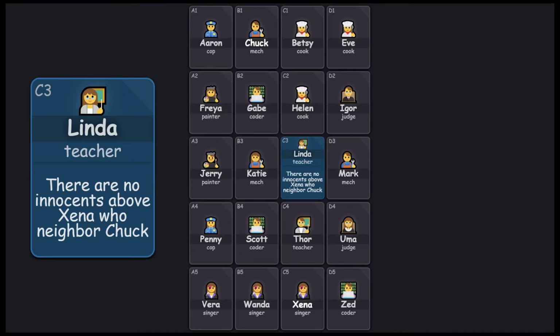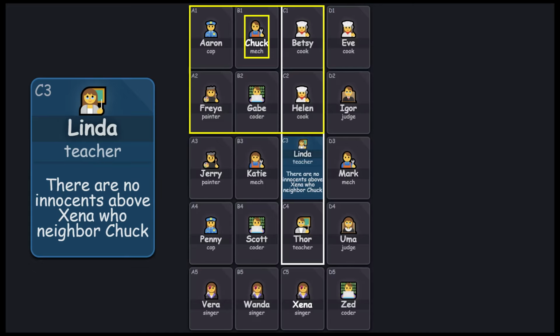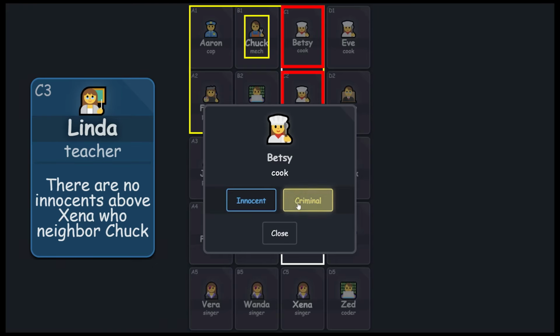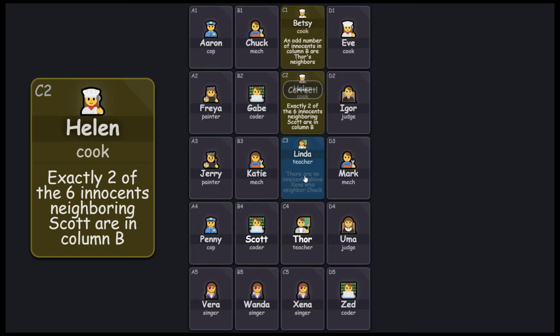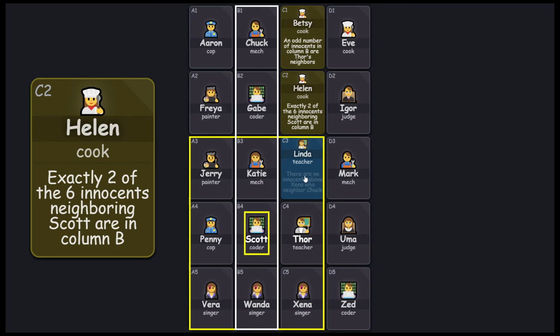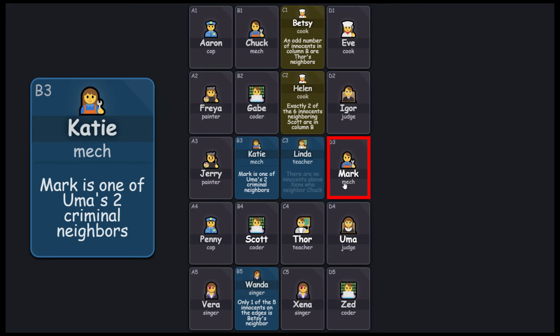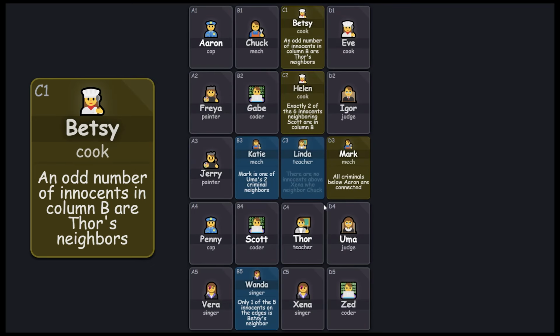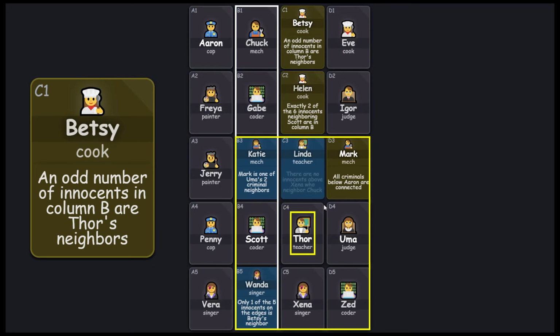Let's get started. There are no innocents above Zena who neighbor Chuck. Mark Betsy and Helen as criminals. Two innocents neighboring Scott are in column B. Mark Katie and Wanda as innocent. An odd number of innocents in column B neighbor Thor. Mark Scott as innocent.